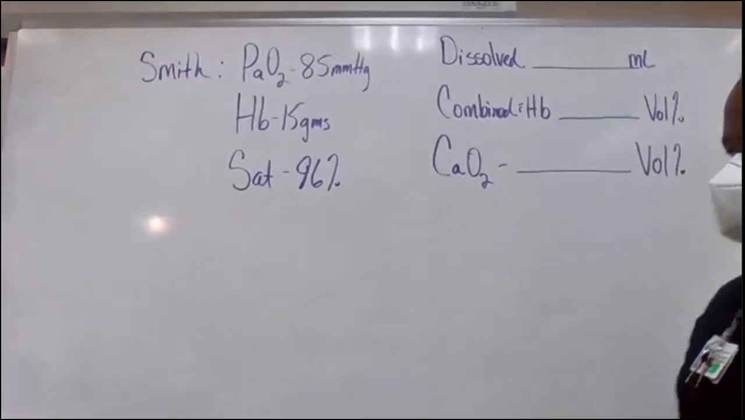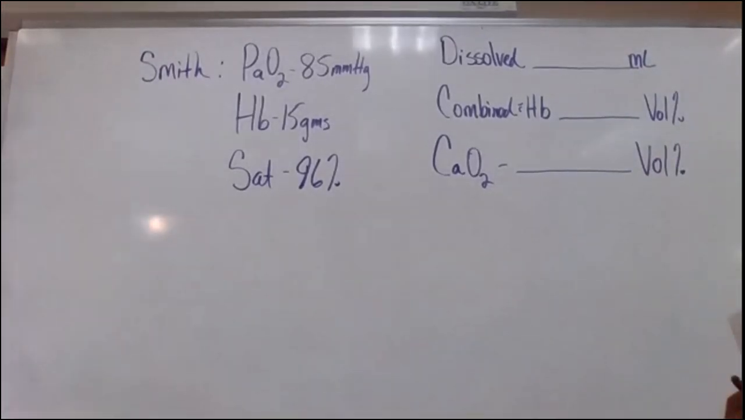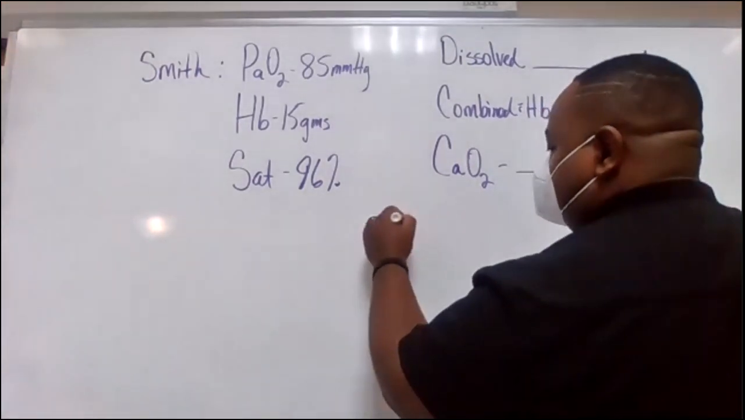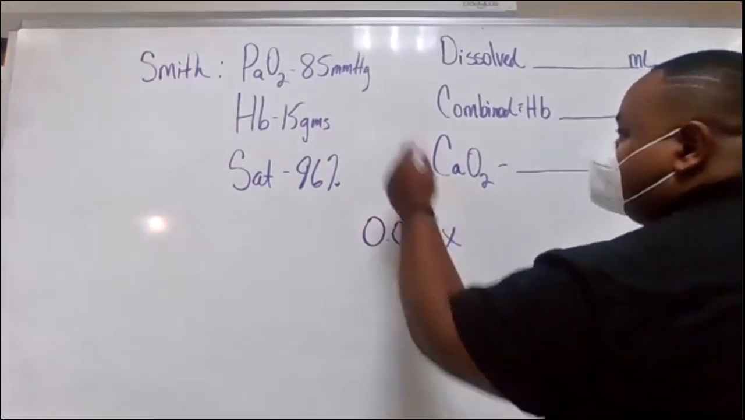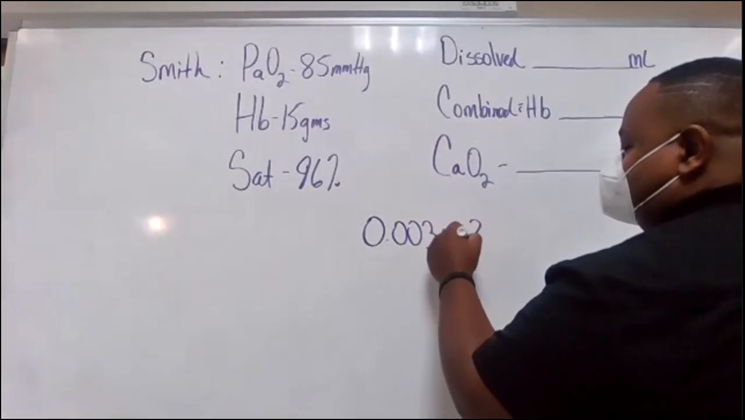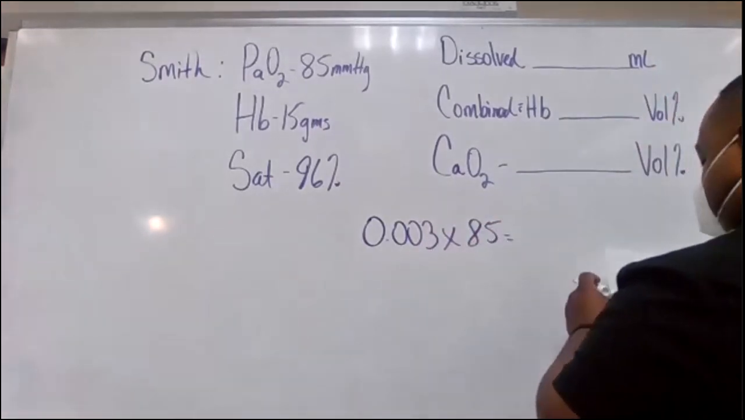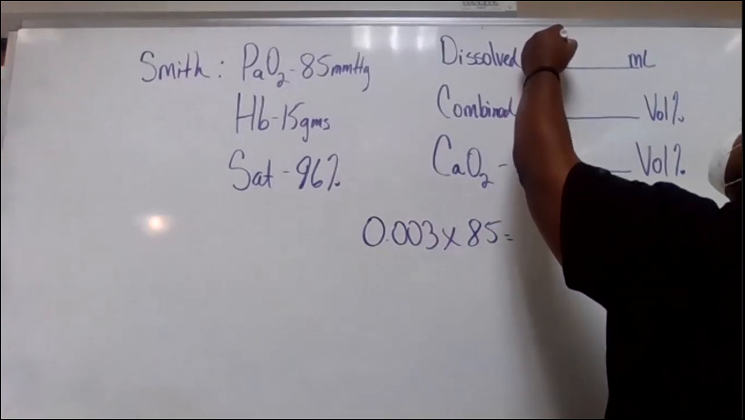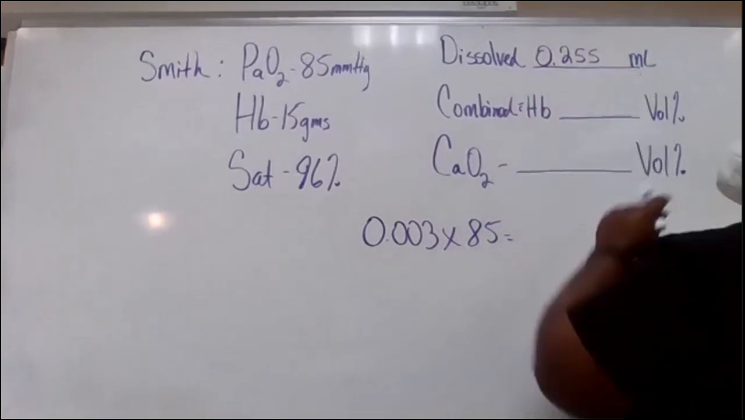So let's look at them. Dissolved in the plasma should be 0.003 times PaO2, which is 85. That answer should have been 0.255 ml.